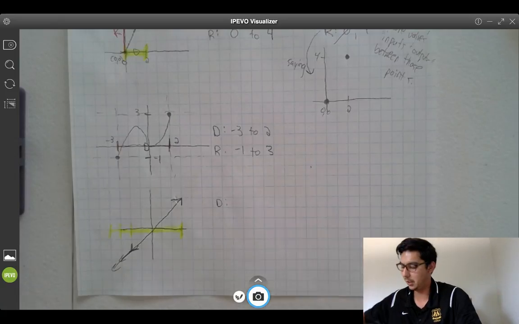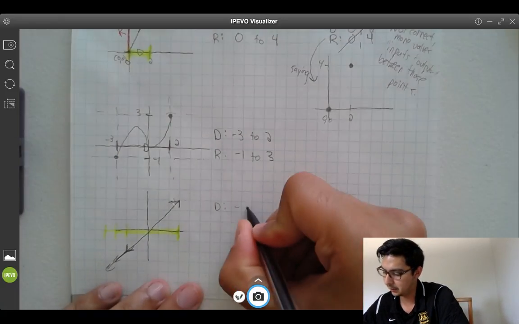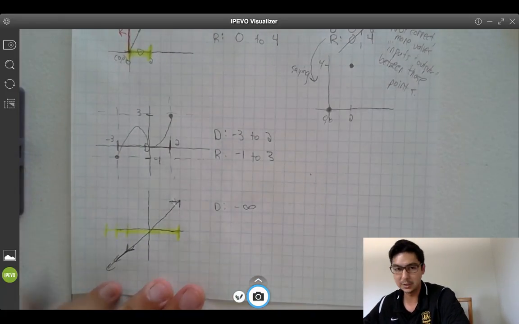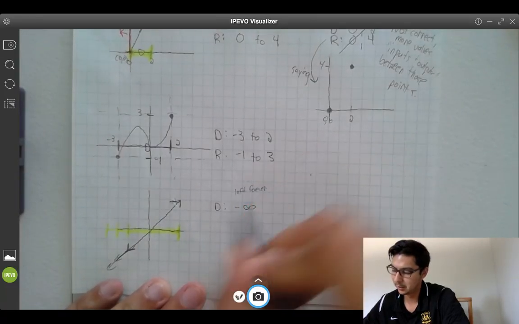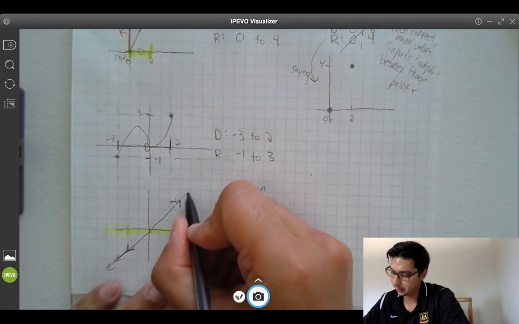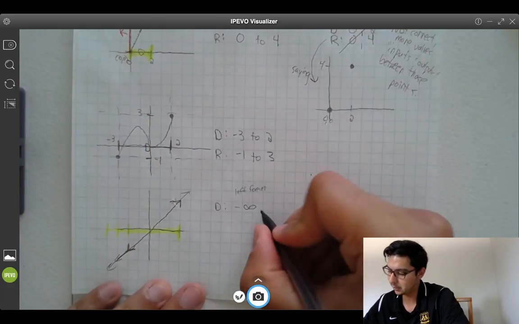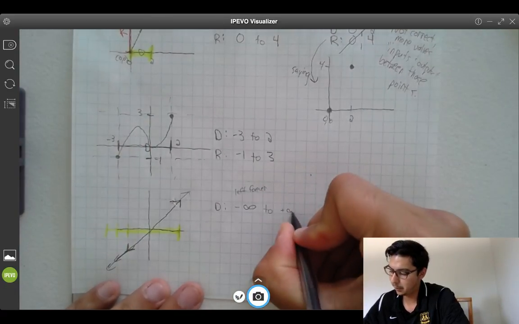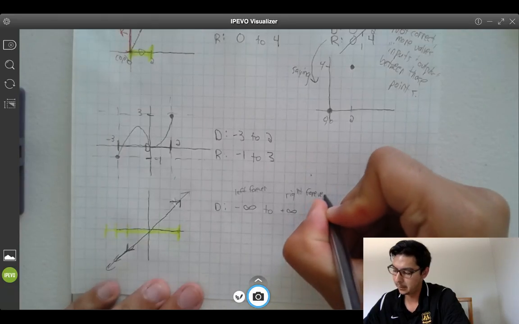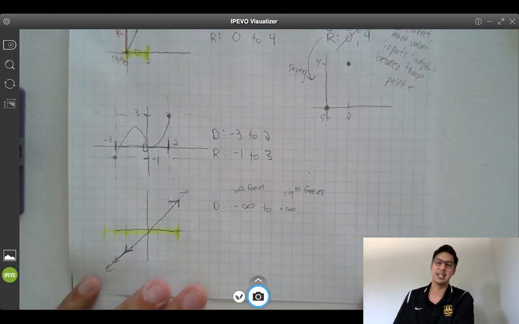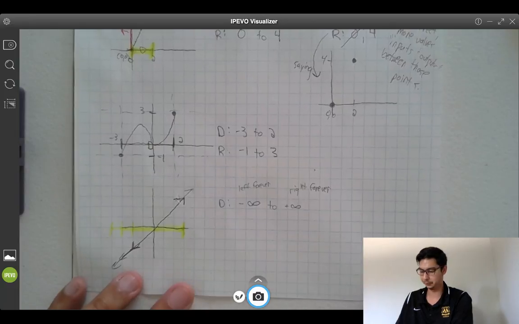So your domain is -infinity. It goes left forever, right? That's what -infinity kind of means. And then to the right, that arrow is going to keep going to the right, so it's going to go to +infinity, right forever. That's what it means. And infinity is like a sideways 8, if you've never drawn that before.